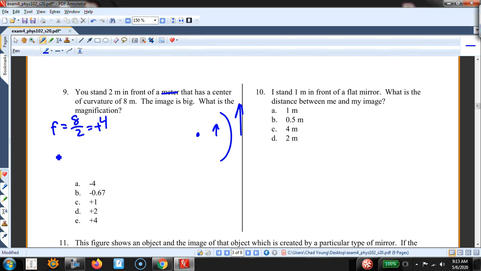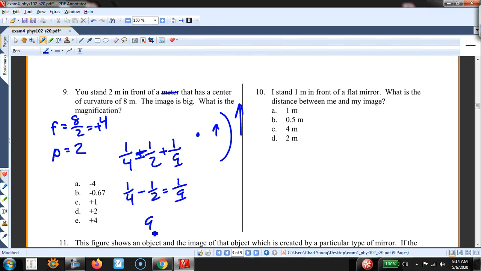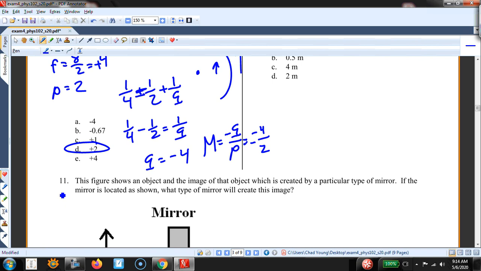And I want to know its magnification. P is equal to 2. I need to find Q. So I say 1 over 4 equals 1 over 2 plus 1 over Q. So Q is equal to negative 4, and then M is minus Q over P. That's equal to positive 2. So number 9 is D.